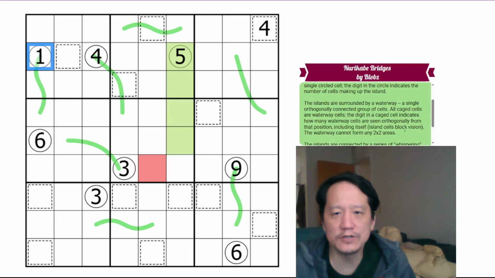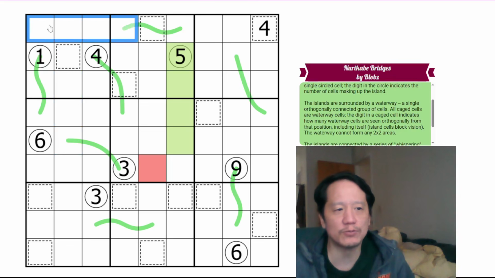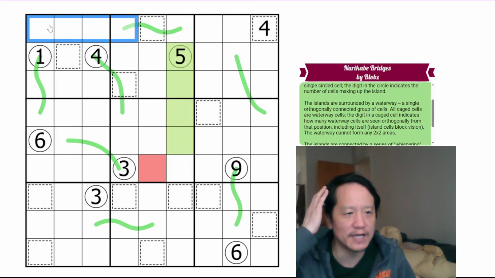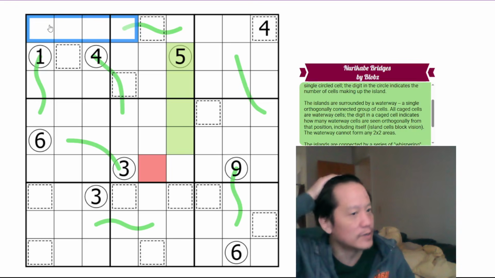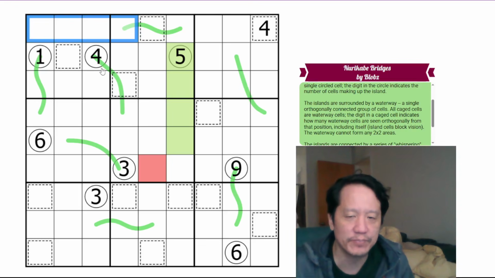The islands are surrounded by a waterway, which is a single orthogonally connected group of cells. So that means all the water must be able to orthogonally connect to any other cell that is water, because they're all orthogonally connected, and it's a single one.